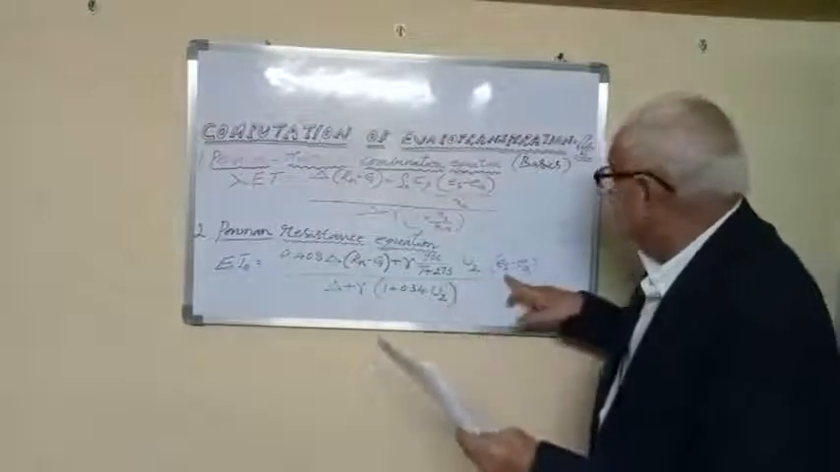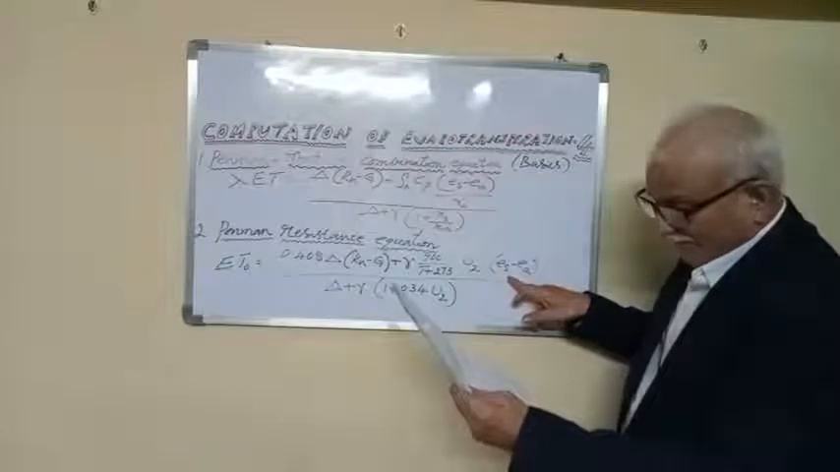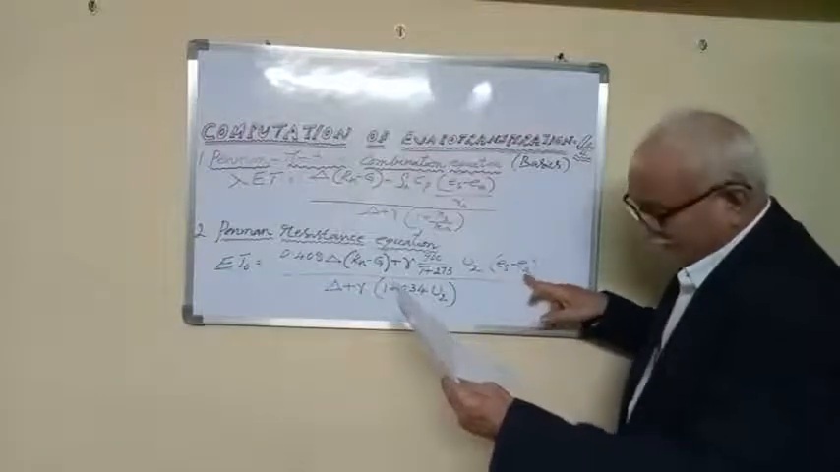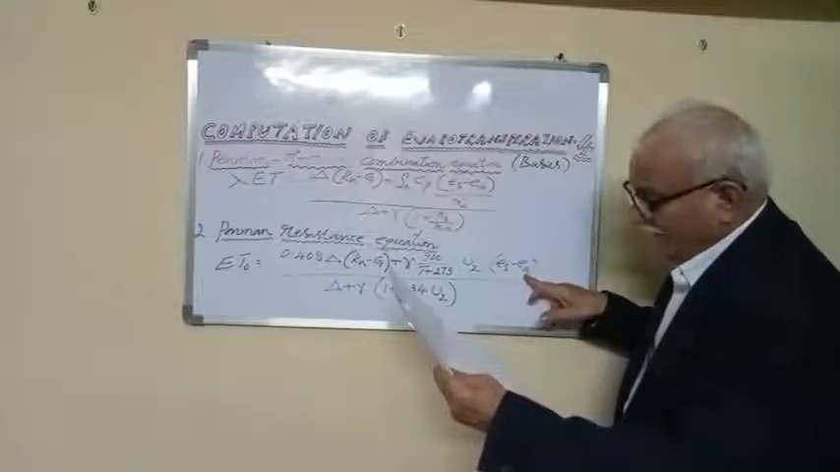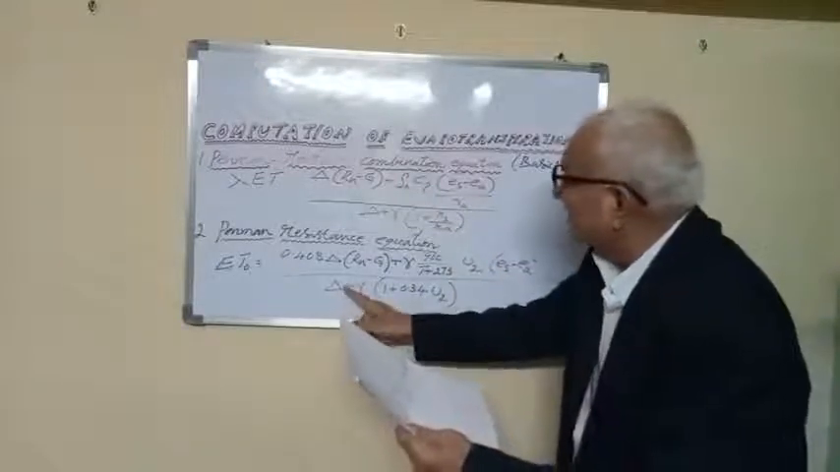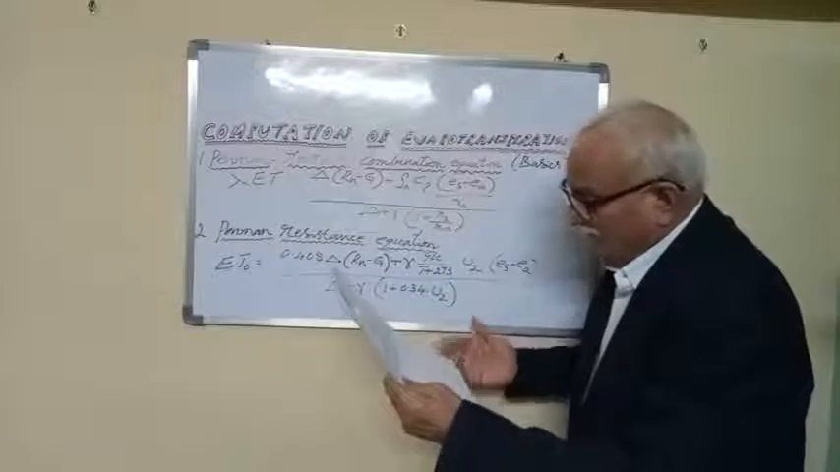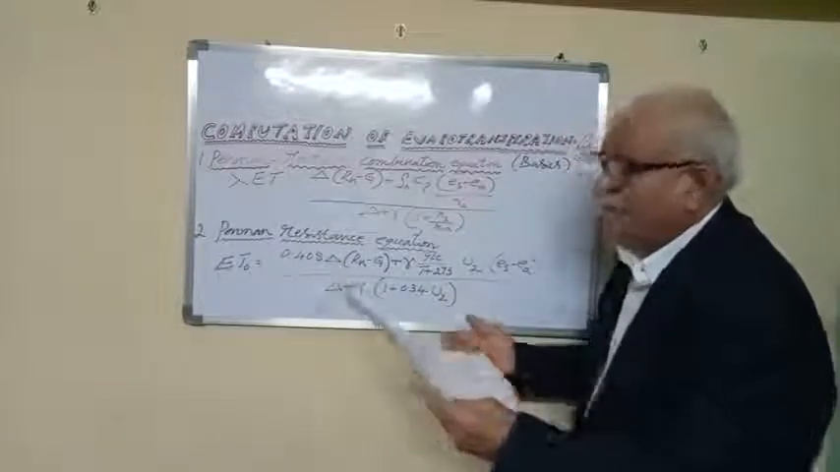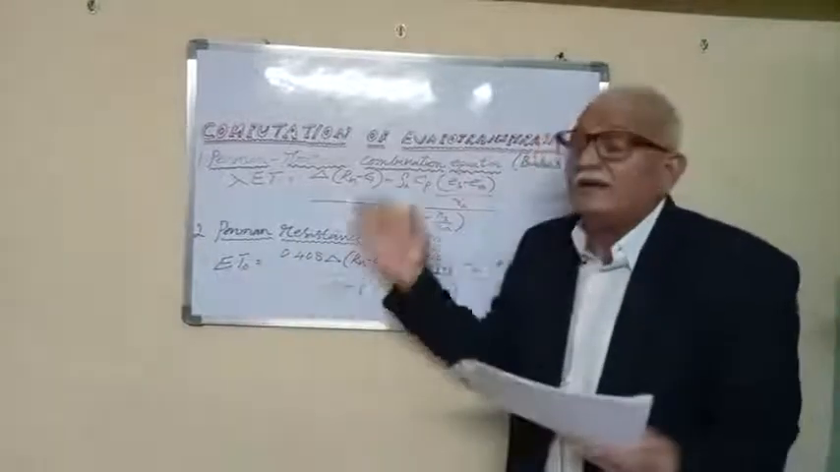ES, what is the ES here? Saturation vapor pressure. EA, what is EA? Actual vapor pressure. And delta is the slope of the vapor pressure curve. Then the psychrometric constant. So ETO of the crop can be related to ETC.